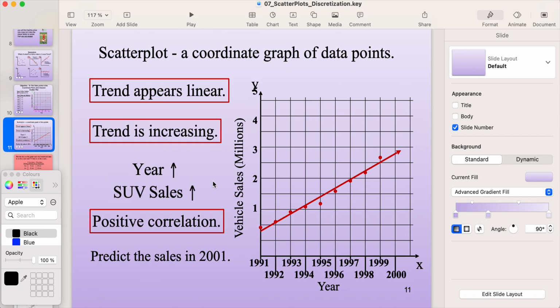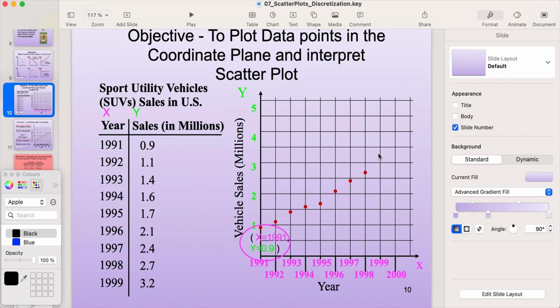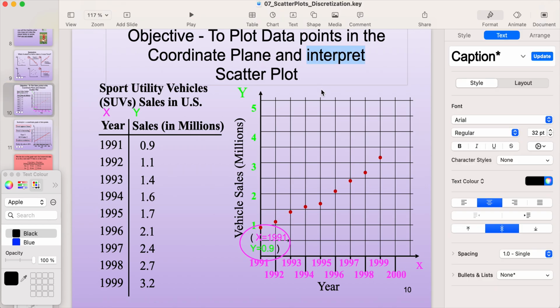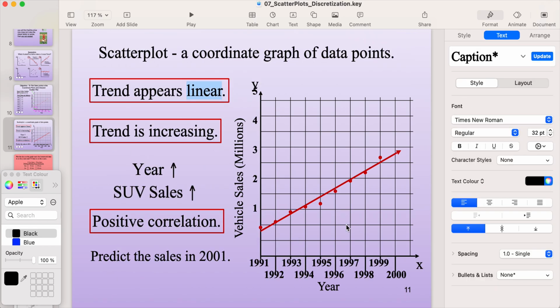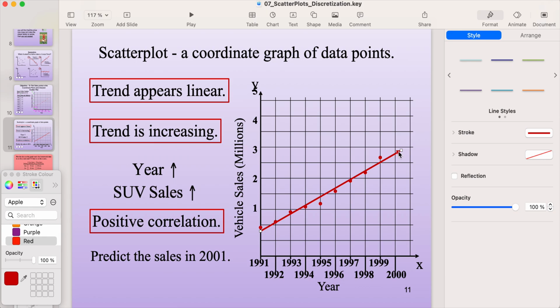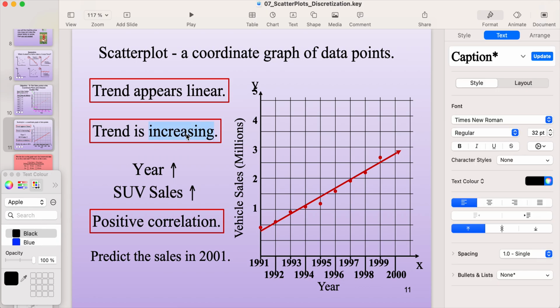Alright, so let's analyze this scatter plot. Interpret the scatter plot. What do we have here? Is there a trend? Is the x affecting the y? Yes, it appears there is a linear trend. If we draw a line, all the points are aligned with the line, and we can see an arrow pointing upwards. They appear to be moving up.